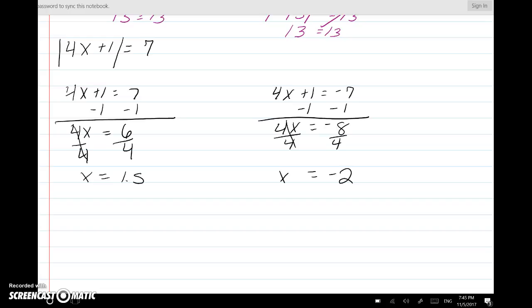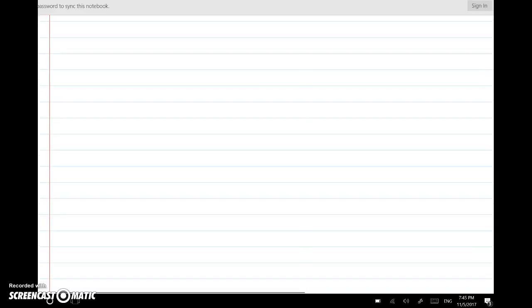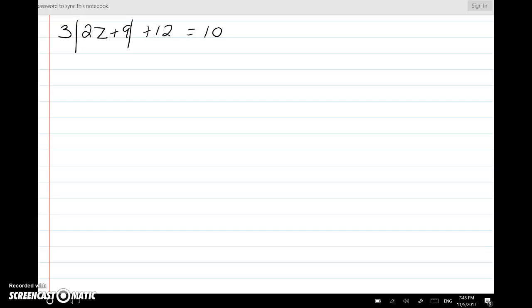On to the last type of problem I want to show you. Okay, so remember when we were solving equations and sometimes there were no solutions? Guess what? We can have it again. So here's a problem for us to go through together. 3 times the absolute value of 2z plus 9, plus 12 equals 10. A lot going on here, isn't there?